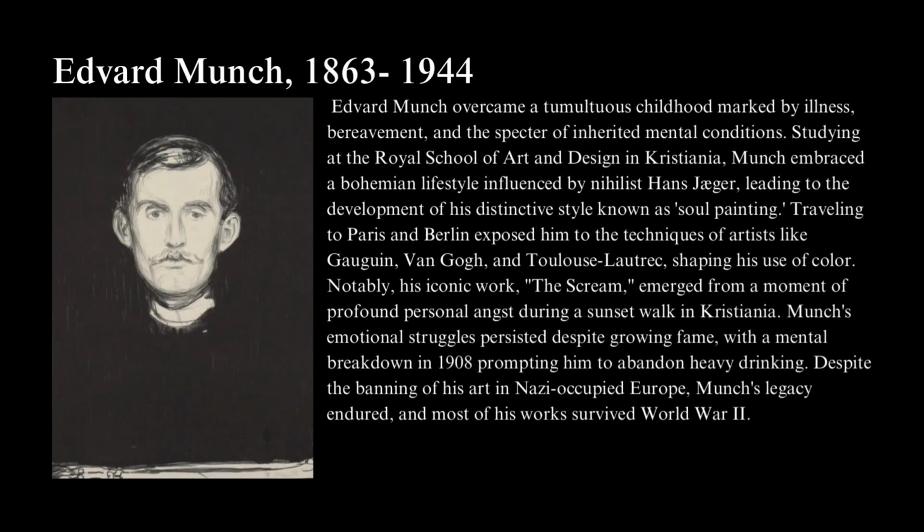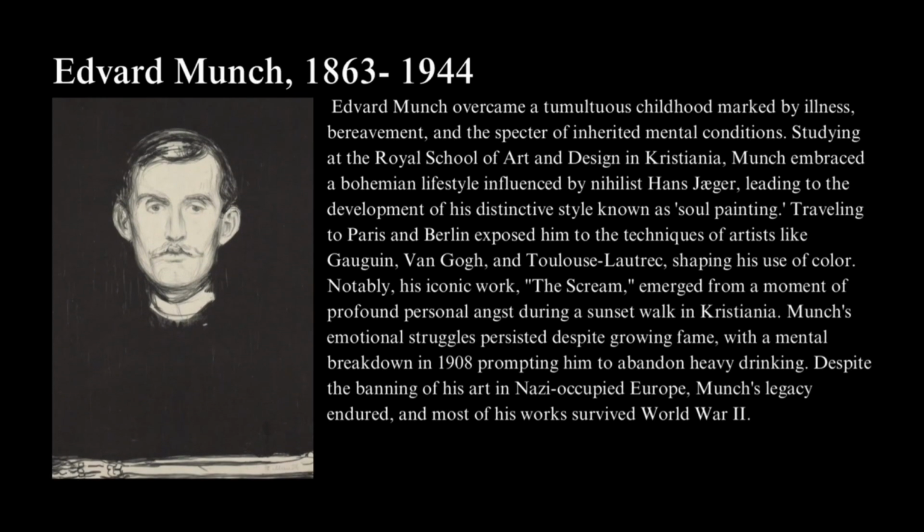One of the key figures of Expressionism, despite coming from a different location, background, and era than most other Expressionist artists, is the Norwegian symbolist painter Edvard Munch. His childhood was marked by illness, bereavement, and the specter of inherited mental conditions. And while studying at the Royal School of Art and Design in Kristiania, Munch embraced a bohemian lifestyle influenced by the nihilist philosopher Hans Jaeger, which led to the development of his distinctive style, known as soul painting, which is considered a form of Expressionism by many art historians.